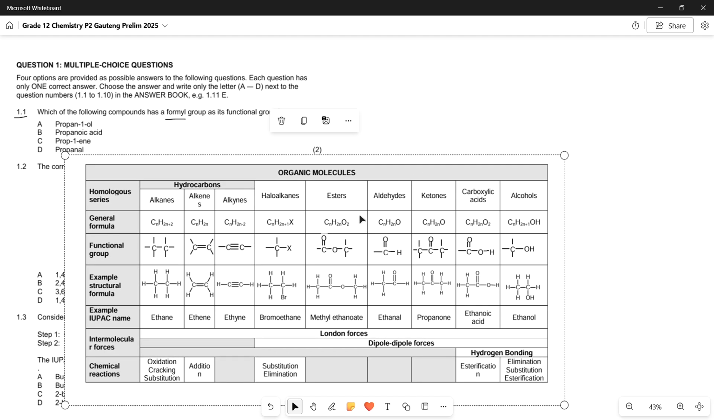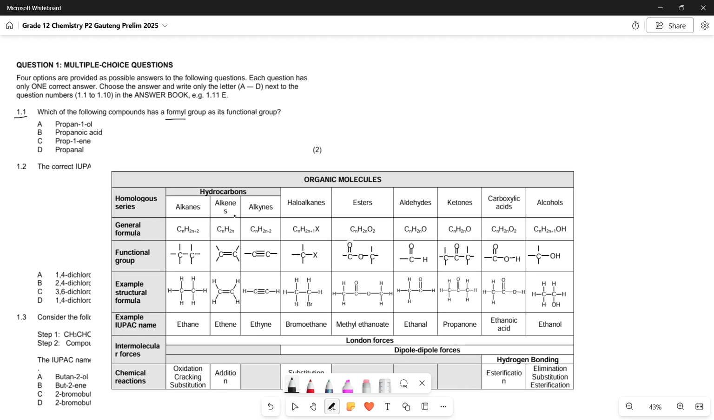As we can see here on this organic molecule sheet, we have our various different hydrocarbons, our haloalkanes, esters, aldehydes, ketones, carboxylic acids, and alcohols. And all of these have their own different names, but a formyl specifically has to do with an aldehyde and a ketone, because these have carbonyl groups, is the other word for it. A carbonyl is this C with a double bond O over here, and this C with a double bond O over there. An aldehyde just has it on the end.